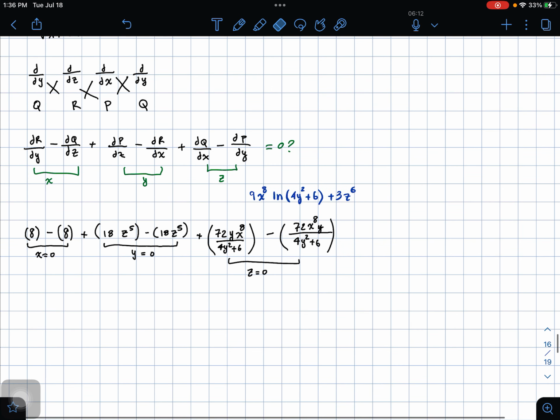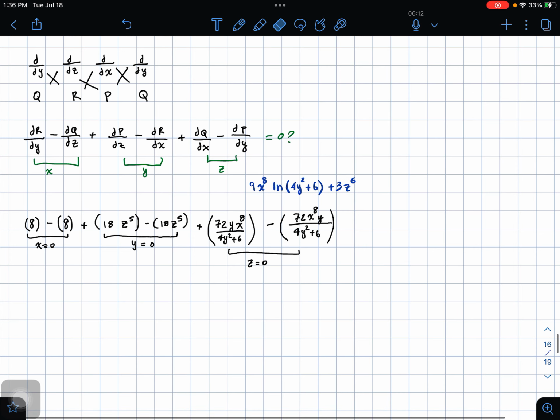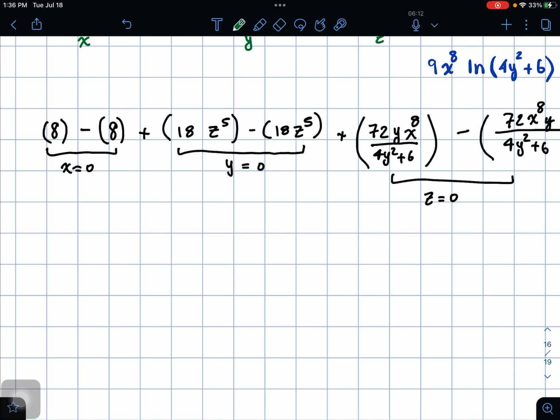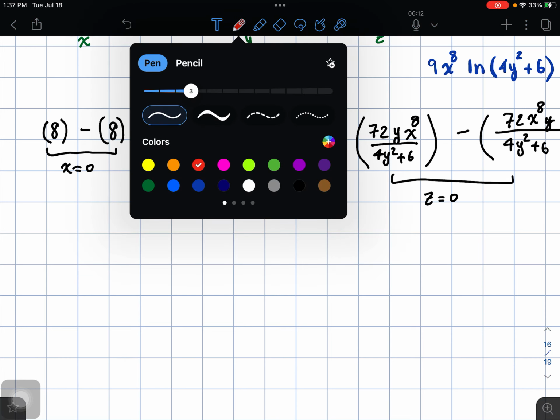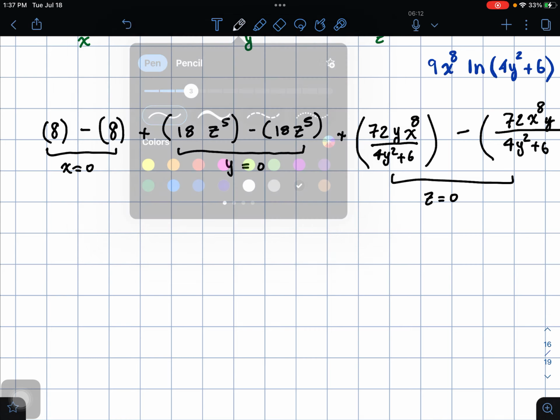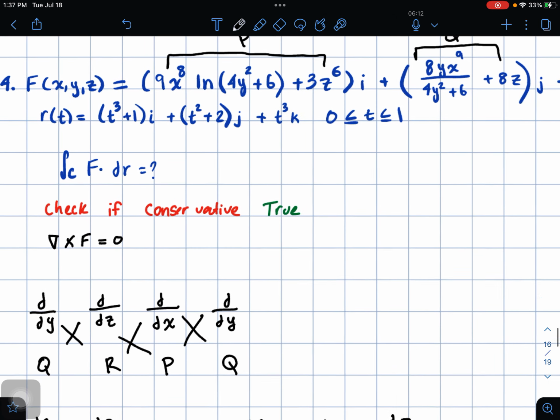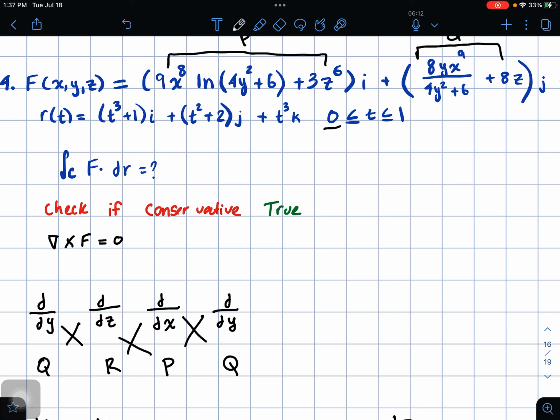Okay, now this means that you can write this f as some gradient of phi, and what we want to do is solve for what this phi is. Okay, but before I do that, just to make our life a little bit easier for later, we have this endpoint and this starting point.